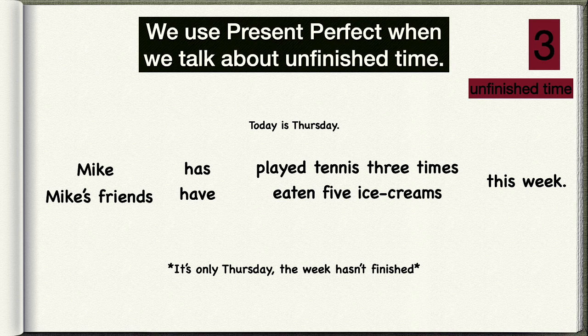Probably Mike will play tennis on Friday, and Mike's friends will eat more ice creams on Saturday and Sunday. So the situation can change. That's why we need to use present perfect. This week is unfinished time. The situation can change.